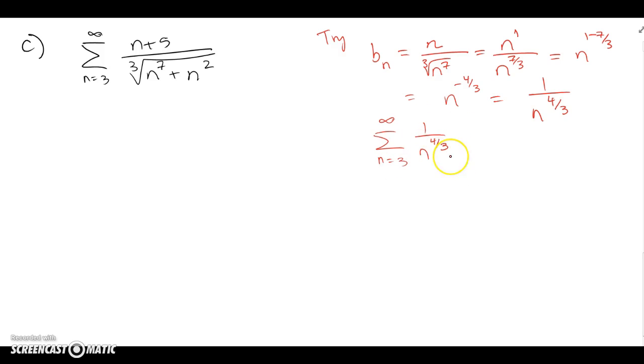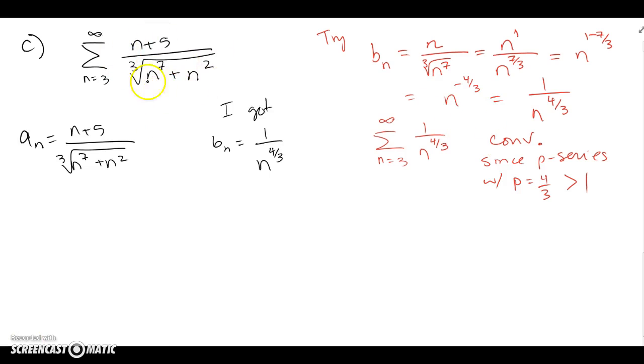Well, this looks like a p series, and since p = 4/3 is bigger than 1, that guy's going to converge. So since it's a p series with p equals 4/3 greater than 1, this guy is going to converge, and now we're going to go see how it compares to this guy. So we pull out our an and then the bn that we got that we're going to compare it to, and we're going to look at the limit of these two.